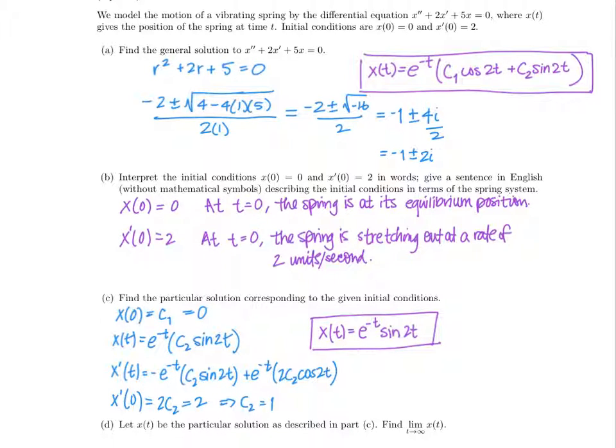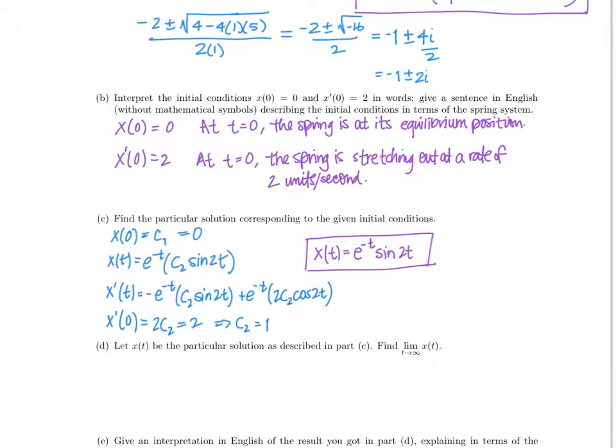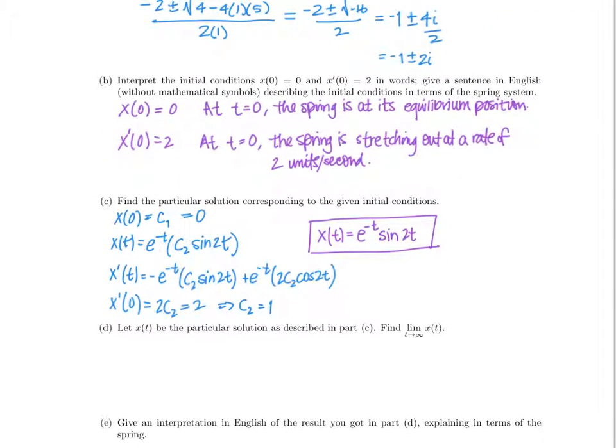Part D is a nice follow-up question. It says, let x be the particular solution that we found in part C. Find the limit as t goes to infinity. Well, we know that sine 2t is periodic. It's just going to oscillate forever and ever, but e to the negative t, as t grows without bound, is going to go to 0, and this is controlling the amplitude.